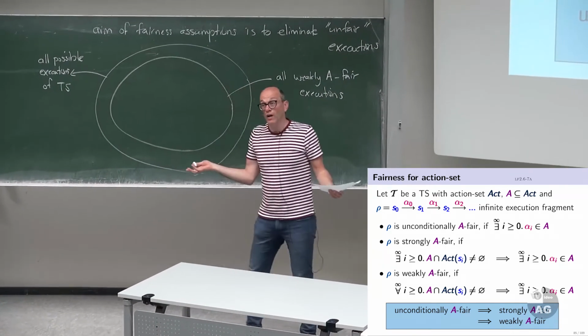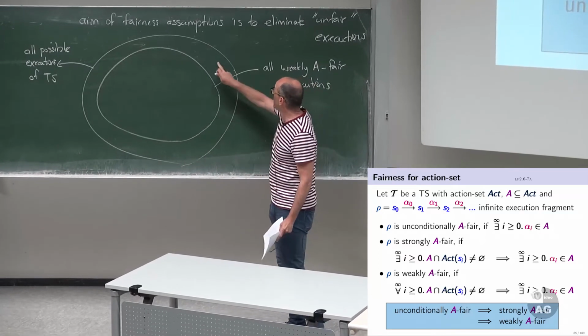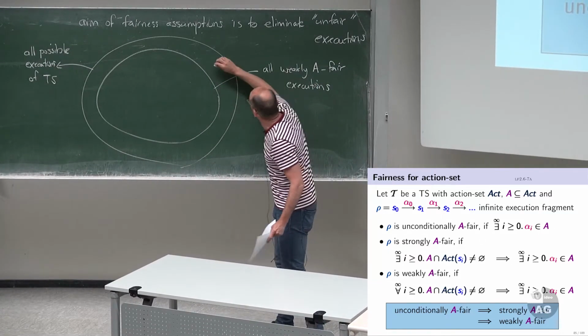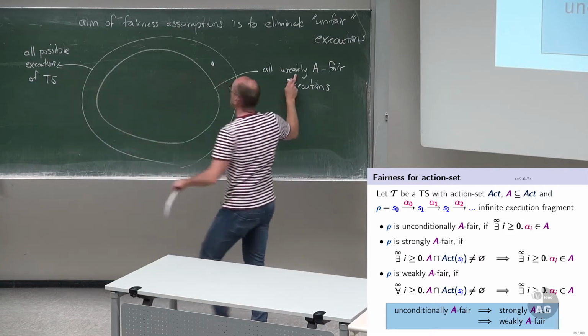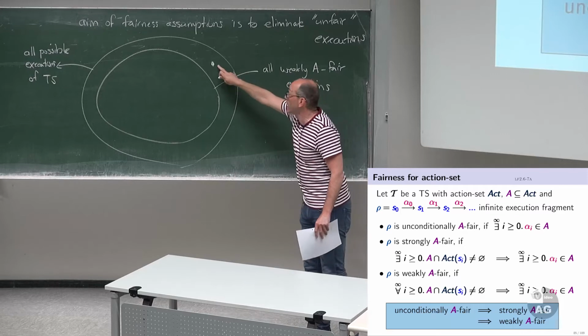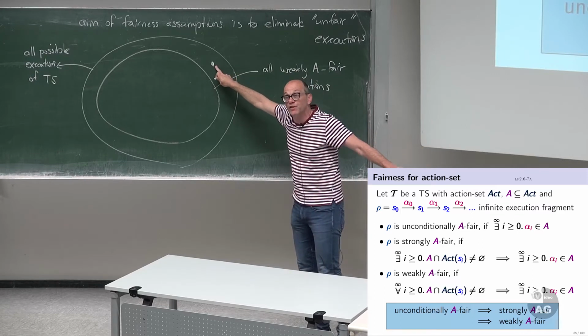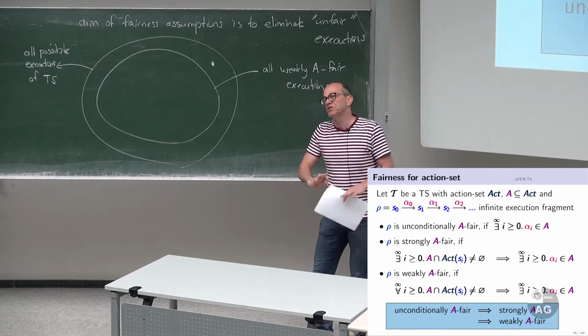So what did we rule out? We ruled out all the behaviors, namely those. Here is maybe an execution. This execution is possible, but it's not weakly fair. So this is the behavior of which we, according to this notion, have said, this is not good, this is not fair.